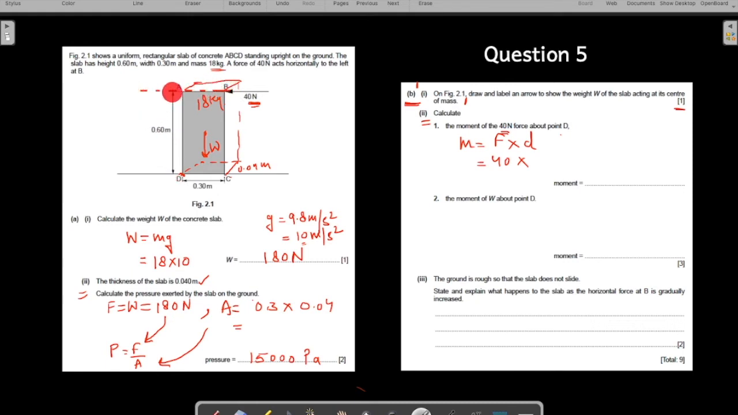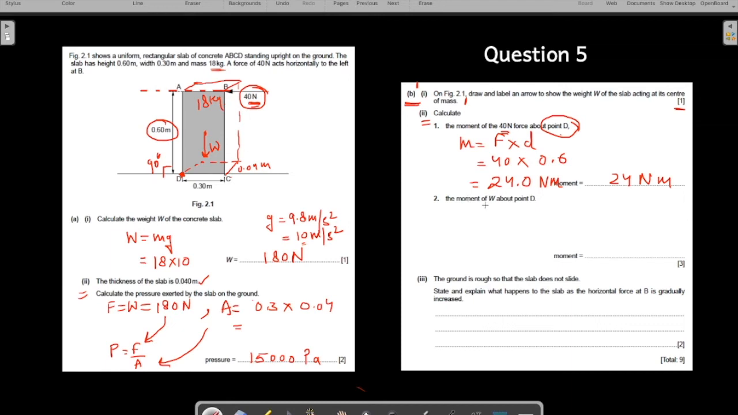You'll see that the perpendicular distance is also given to you in the question. This is 90 degrees. They are asking you from the point D. The perpendicular distance of this force 40 newtons from the point D is already given to you, which is 0.6. Multiply both these numbers, you'll get your answer. The moment is 6 4s are 24. This is your moment, and the unit for moment is Newton meters. So this is your answer, 24 Newton meter.